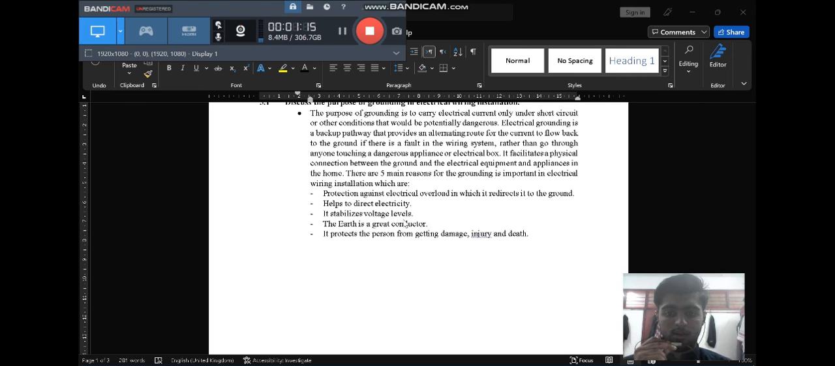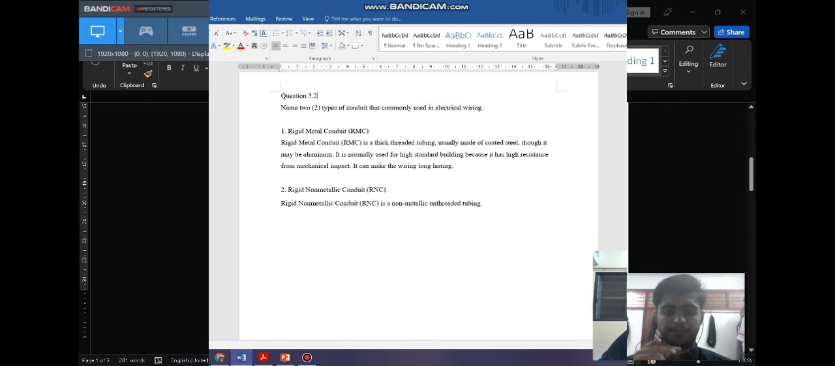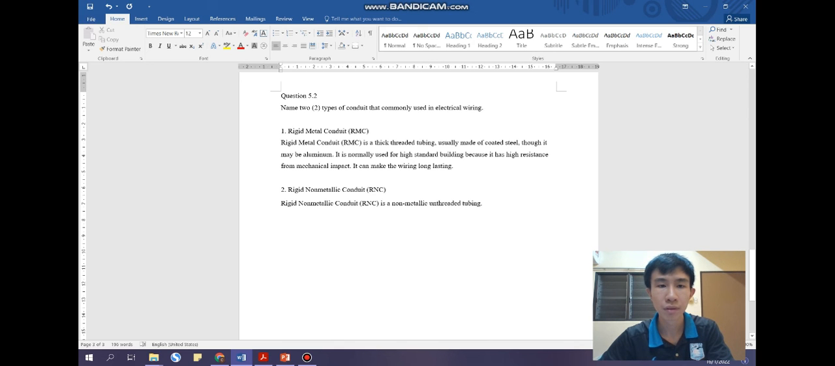It stabilizes the voltage levels because when there's a high level of voltage being directed, the earth is a great conductor. And lastly, it protects the person from damage, injury or death that would occur from electrical shock if there's no grounding. Okay, that's all for me. Thank you. So I will continue with question 5.2.